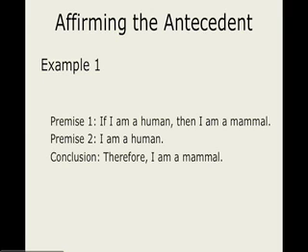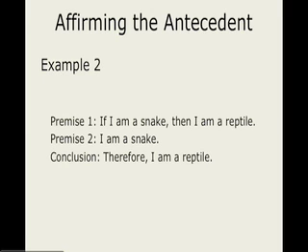We can see this point clearly in the next example, where one of the premises is actually false. So we have premise 1, if I am a snake, then I am a reptile. Premise 2, I am a snake. Conclusion, therefore I am a reptile. Premise 2 is false, I assure you. But the argument is still valid because, assuming that premises 1 and 2 are true, the conclusion would be guaranteed to follow.